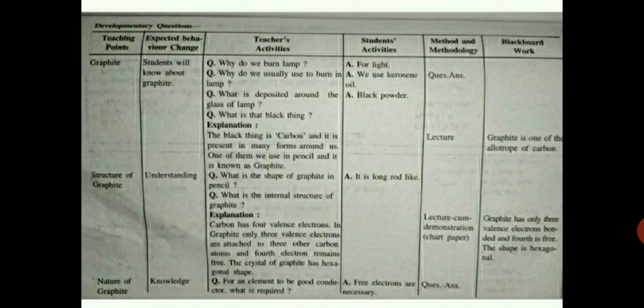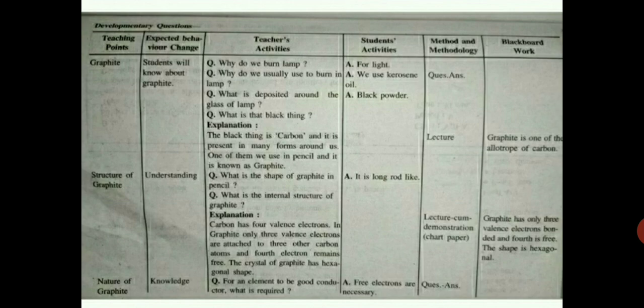The lesson, the topic, is developed slowly and steadily by asking questions and by giving explanation. For example, the first topic or teaching point the teacher is taking is graphite. What is the expected behavioral change? After teaching this, what change do you want in the students? Obviously, the child will be able to tell about graphite. That is why you are teaching graphite. So the first expected behavior we will see is that the student will know about graphite.